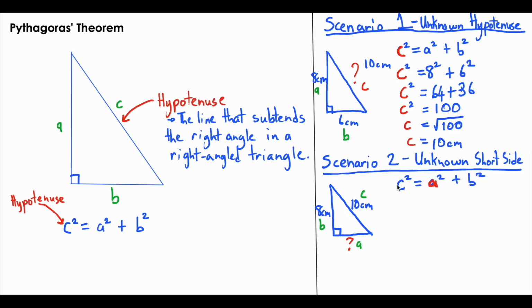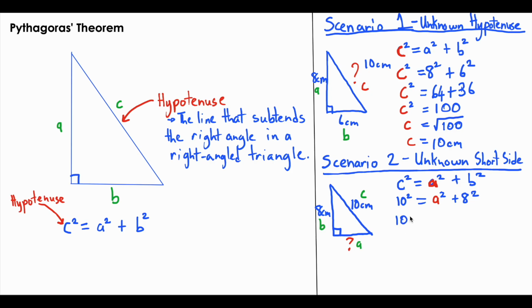So the value of c is what? What's the value of c? 10 centimeters. So I can put here 10 squared, which is equal to a squared plus what? b squared. And what's b? 8 squared. Right. So 8 centimeters squared. Now I could work out some values here. So what is 10 squared? 100, because that's 10 times 10.